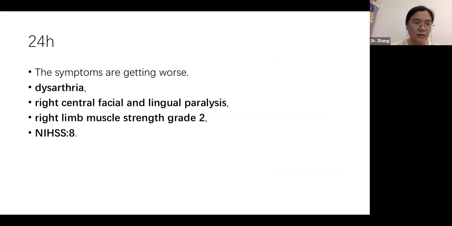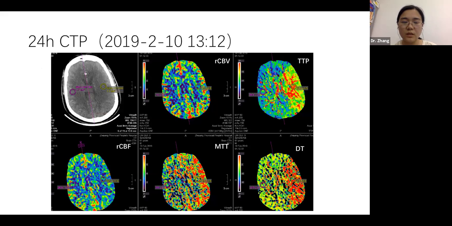And after that, on the second day, we found that the patient was getting worse. He has dysarthria, and the right central facial and lingual paralysis persist, and the right limb muscle strength is grade 2. At the beginning it was grade 4, but now grade 2, and the NIHSS score is increased. It's 8. And we quickly repeated the CT perfusion.